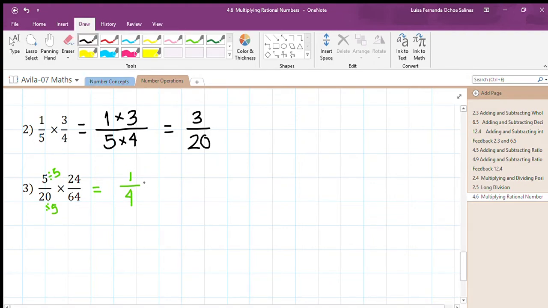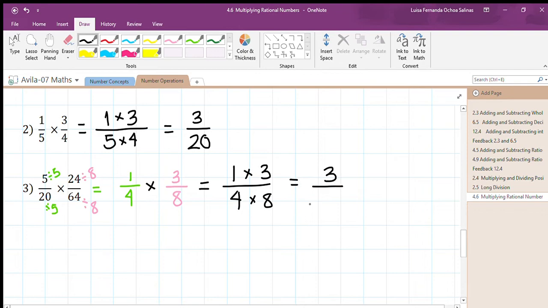Fantastic. And then let's focus on my second one, 24 divided by 64. Can I divide it? Yes, I can. I can divide it by 8 and by 8. And 24 divided by 8 is going to be 3 over 8. Okay, now I have much easier numbers to deal with. Remember what I said, I want you to write 1 times 3 over 4 times 8, which is equal to 3 over 32. And I cannot simplify any further, so I have finished there.